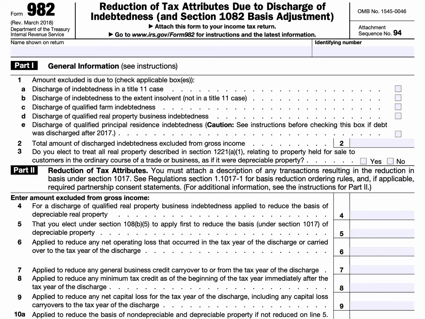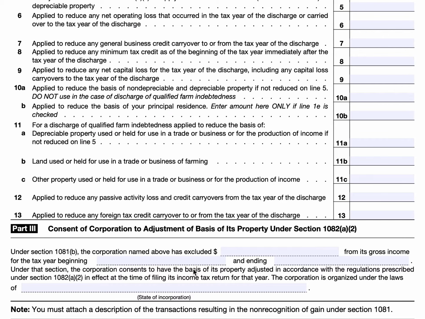In this video, we'll be going over IRS Form 982, Reduction of Tax Attributes Due to Discharge of Indebtedness, and Section 1082 Basis Adjustment. So, in other words, this is the tax form that you might use to exclude from income certain types of debt discharge. We'll go over ways that you can use Form 982, and then we'll go through each part of this one-page tax form in a little bit more detail.